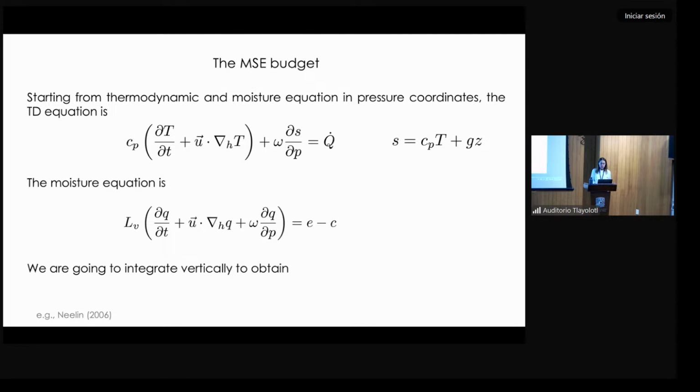So how do we do this? Again, this is work that David Neelin has done throughout his career. And so let's start from the thermodynamic and moisture equation.